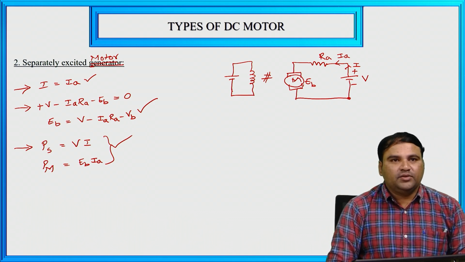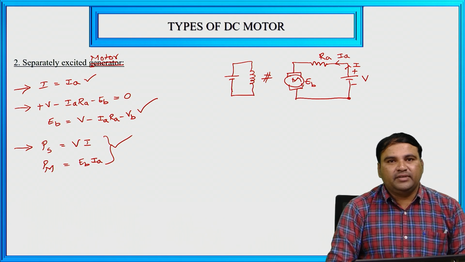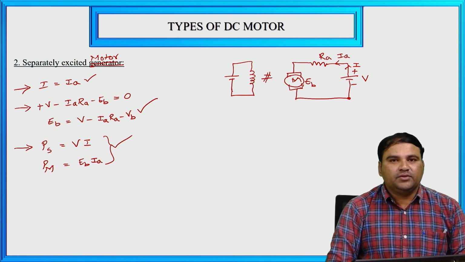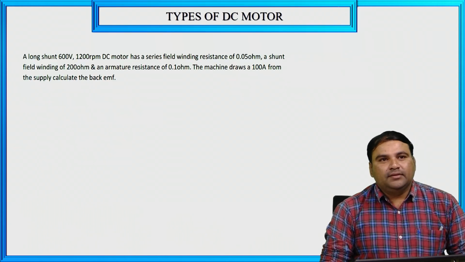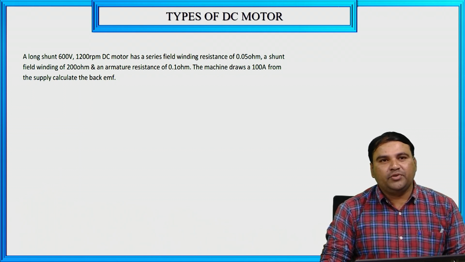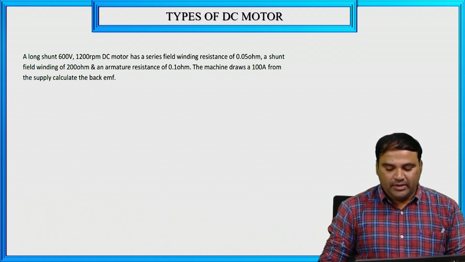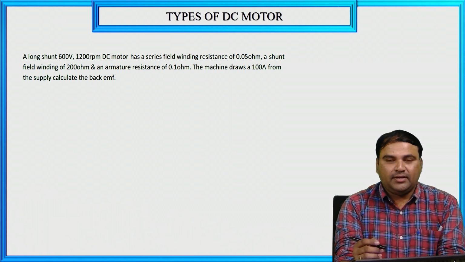Okay, so these are the different types of DC motor. Now we'll discuss the problem on a long shunt compound wound DC motor. Okay, so here first we'll draw the circuit.